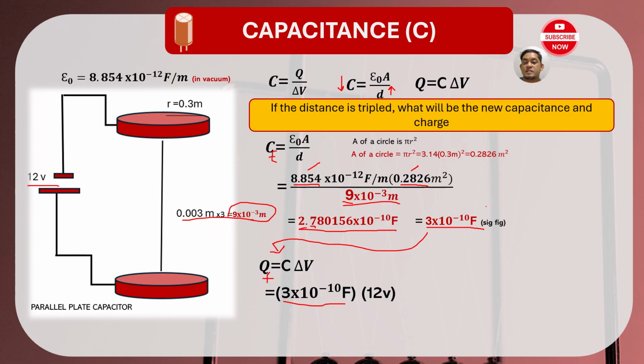You just follow this answer here, following the sig fig rule, and multiply by 12. So you can have 3.6 times 10 raised to negative 9 coulombs. And if you apply the sig fig here, 2 sig figs, and then we have 3 as 1 sig fig. It's the limiting factor, so we can have 4 times 10 raised to negative 9 coulombs. So that's going to be our answer if we use sig fig.